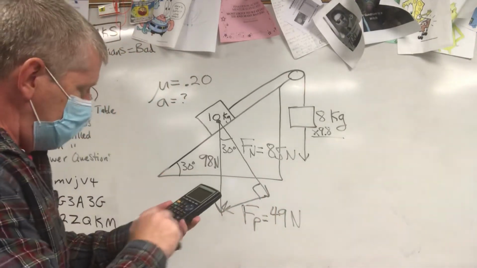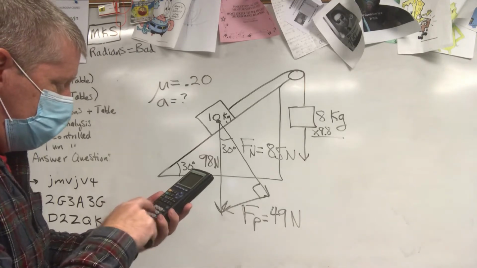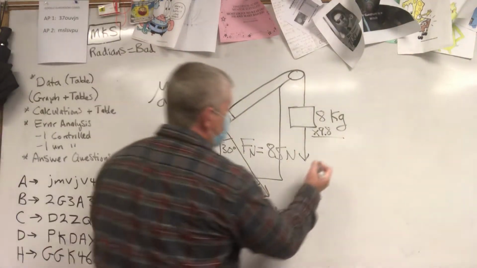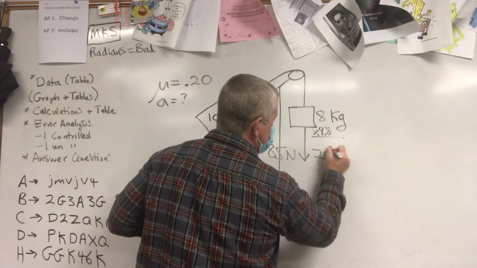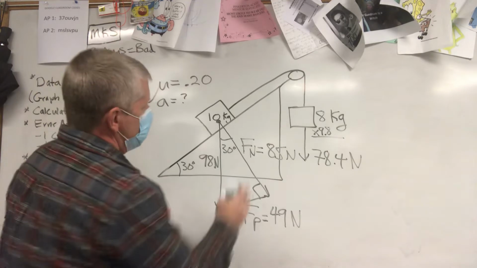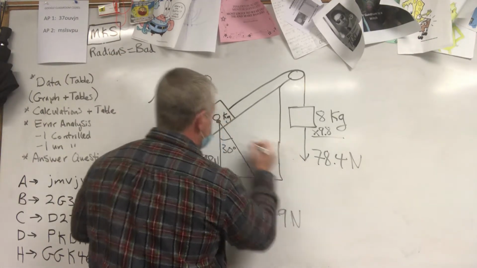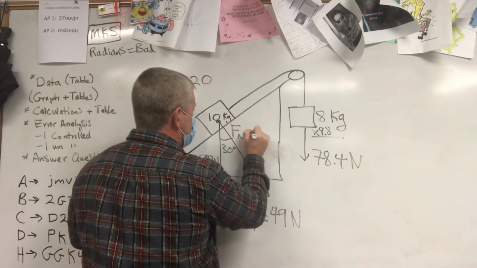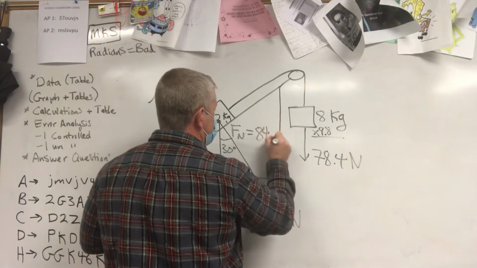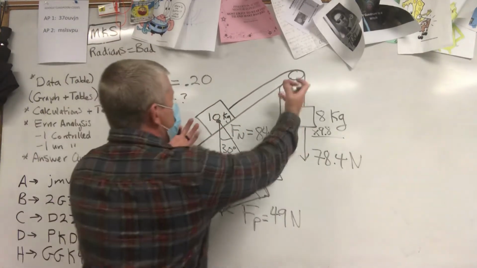So let's see what do we get. Batteries are low. 8 times 9.8, 78.4 newtons. Now, 78.4 newtons is pulling, and let me get this up here and out of the way. All right, this is Fn equals 84. Okay. So 78 newtons is trying to pull this box up the inclined plane.